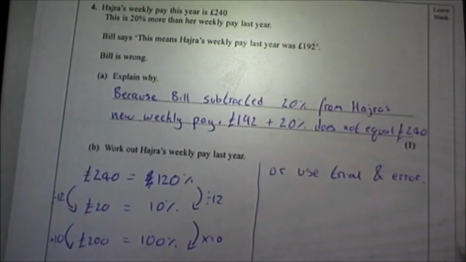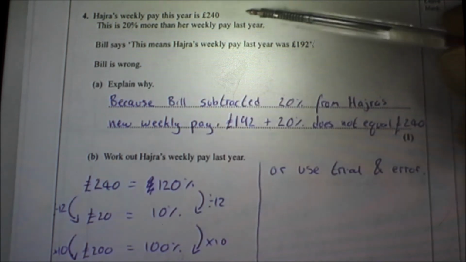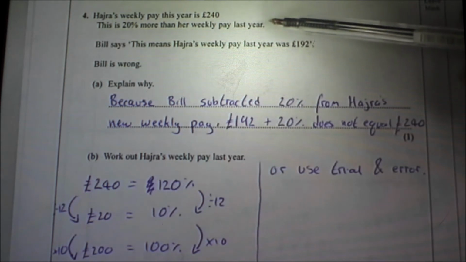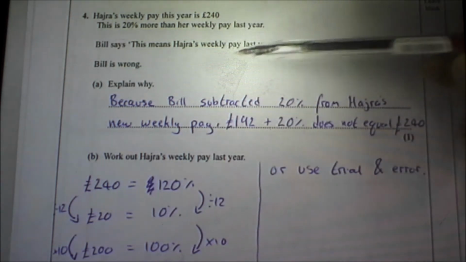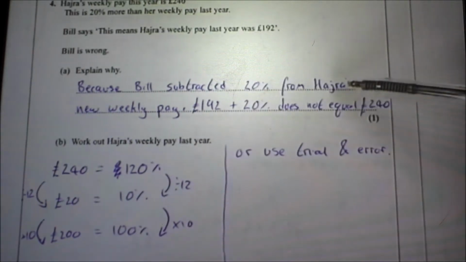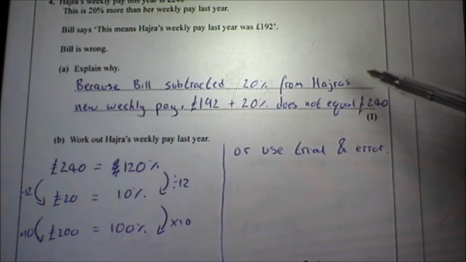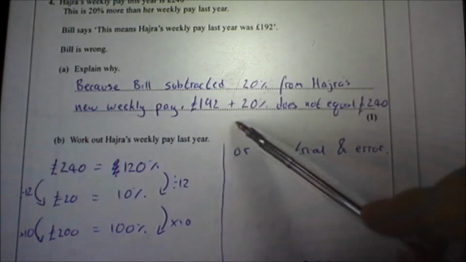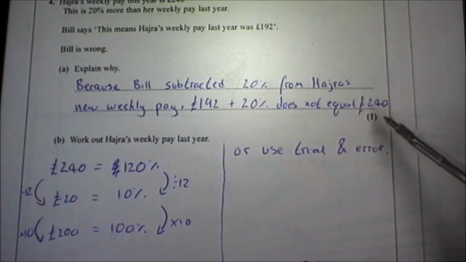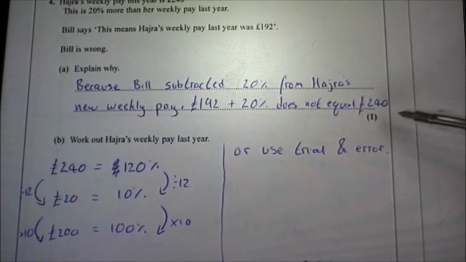Question 4. Hadra's weekly pay this year is £240. This is 20% more than last year. Bill says this means that their weekly pay was £192. He's wrong. Explain why. Bill had subtracted 20% from Hadra's new weekly pay. And if you do that, if you add on 20%, it does not equal 240. So this was a reverse percentage question, but Bill's treated it in a normal way.